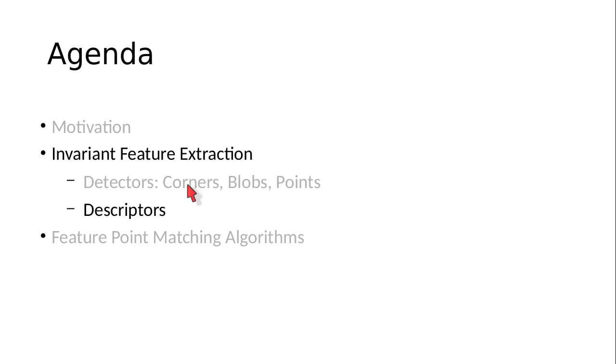Now that we have discussed detectors which identify corners, blobs and points, let's discuss descriptors which describe the image region around these points or corners and blobs.